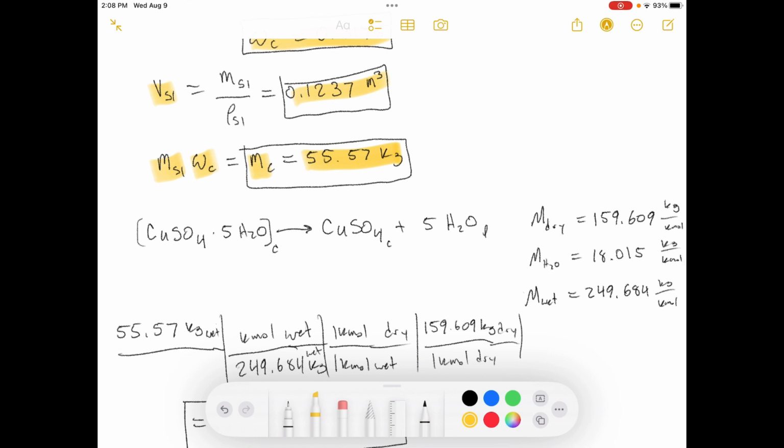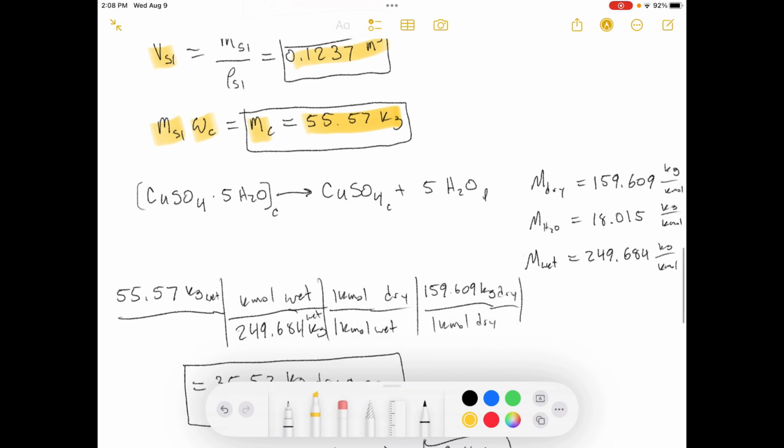Then they asked us, okay, now we want to know what the anhydrous copper sulfate concentration is. For this, we do need to know the chemical equation, right? So we write down what the chemical equation is. What process are they doing? Well, they're removing all the water from the crystal, and they just want to know what this is, okay? So dry refers to this, wet refers to this, and then this is just for water, okay?